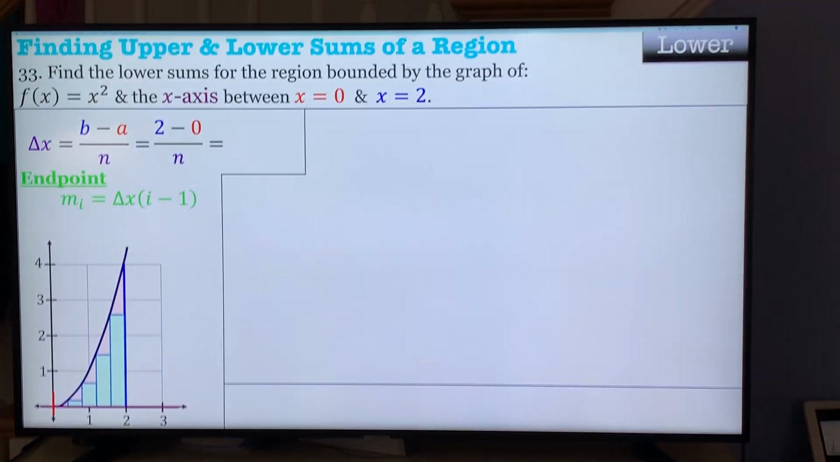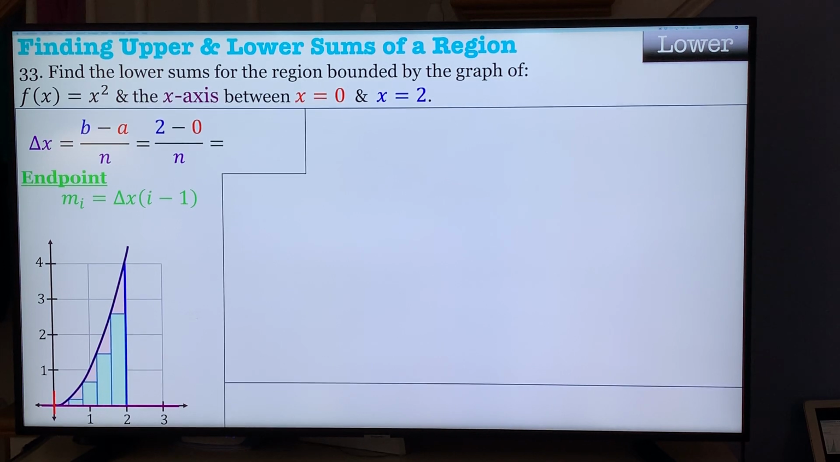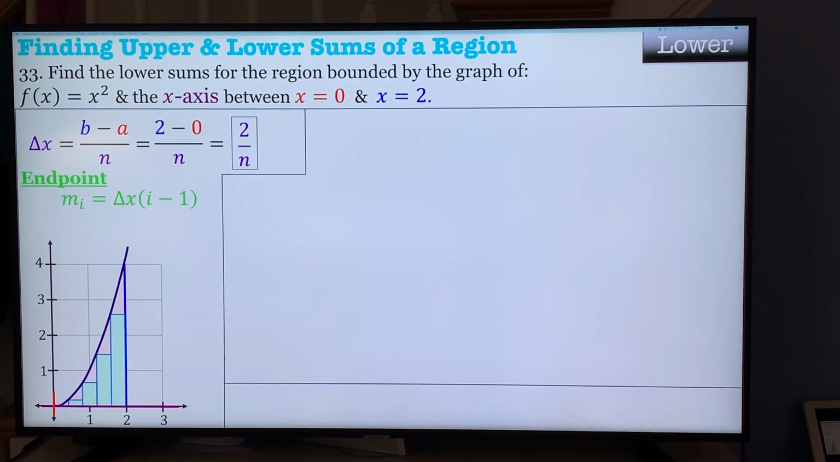We don't actually know what n is because I didn't tell you how many triangles yet. This is more hypothetical. But so you get 2 over n. And you can choose many different n's if you want later on. In this case, though, we're going to stick with what we got. Let's see if this works.